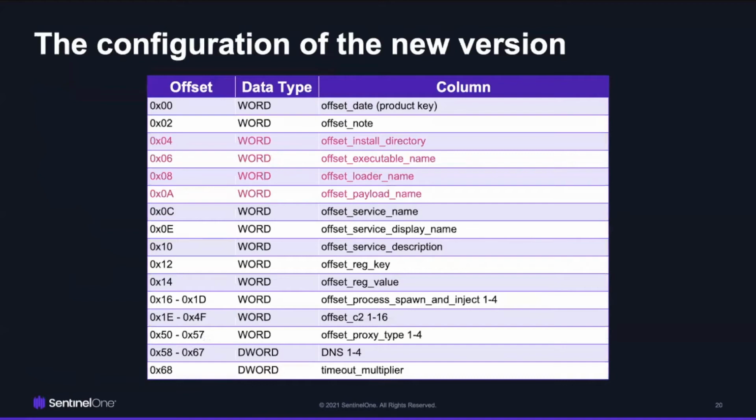The configuration of this new version looks pretty similar to the previous one, except that it includes more details of the infection chain. As shown here, there are columns for installation directory, the legitimate executable name, loader name, and the payload name.